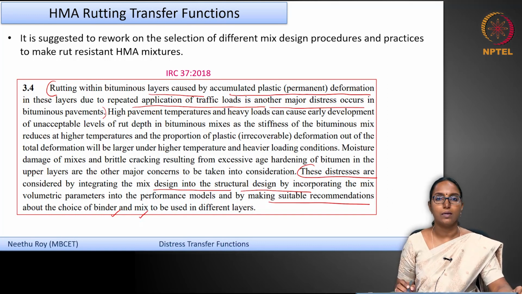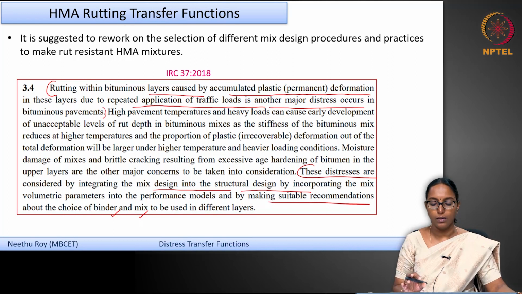So, it is suggested that you can use rut resistant mixtures in the layers, and these mix parameters can be so adjusted as to have rut resistant mixtures, so that you may not have to consider the rutting of individual layers in the bituminous layers in the overall rutting of the pavement structure. So, this is what is recommended in the IRC code.